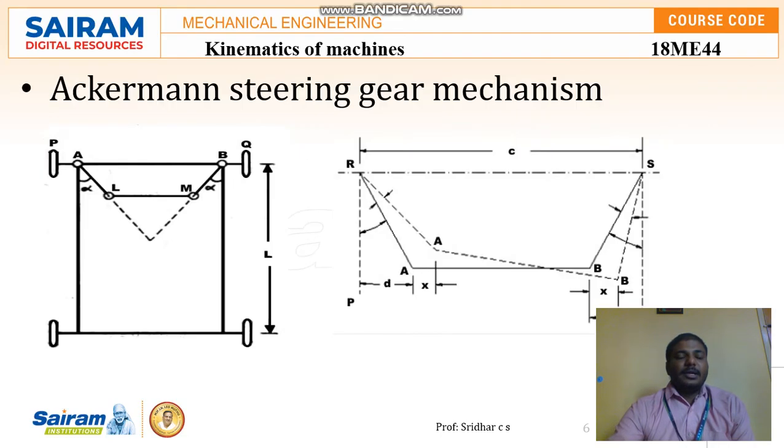Now we'll see about the Ackermann steering gear mechanism. This is an Ackermann steering gear mechanism, where the links are connected as you can see. These are the two back wheels. These are the two front wheels, and a separate axle is connected to each of them.